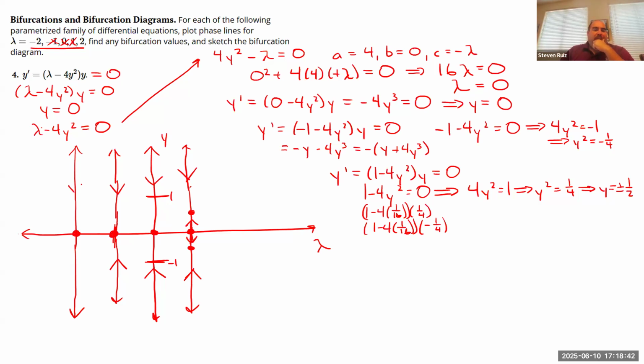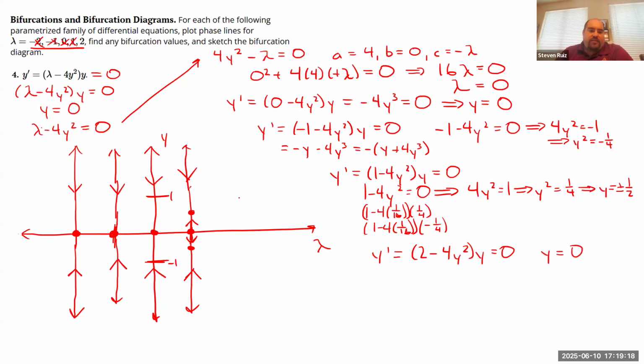And also I know that the behavior elsewhere is going to follow suit from what I said it was at lambda equals -1. So I think I'm going to be done with -2. For lambda equals 2, I know I'm going to have similar behavior, but I should probably go through the work of figuring out where those roots are, or where the equilibrium solutions are. So y prime equals (2 minus 4y squared) times y equals 0.